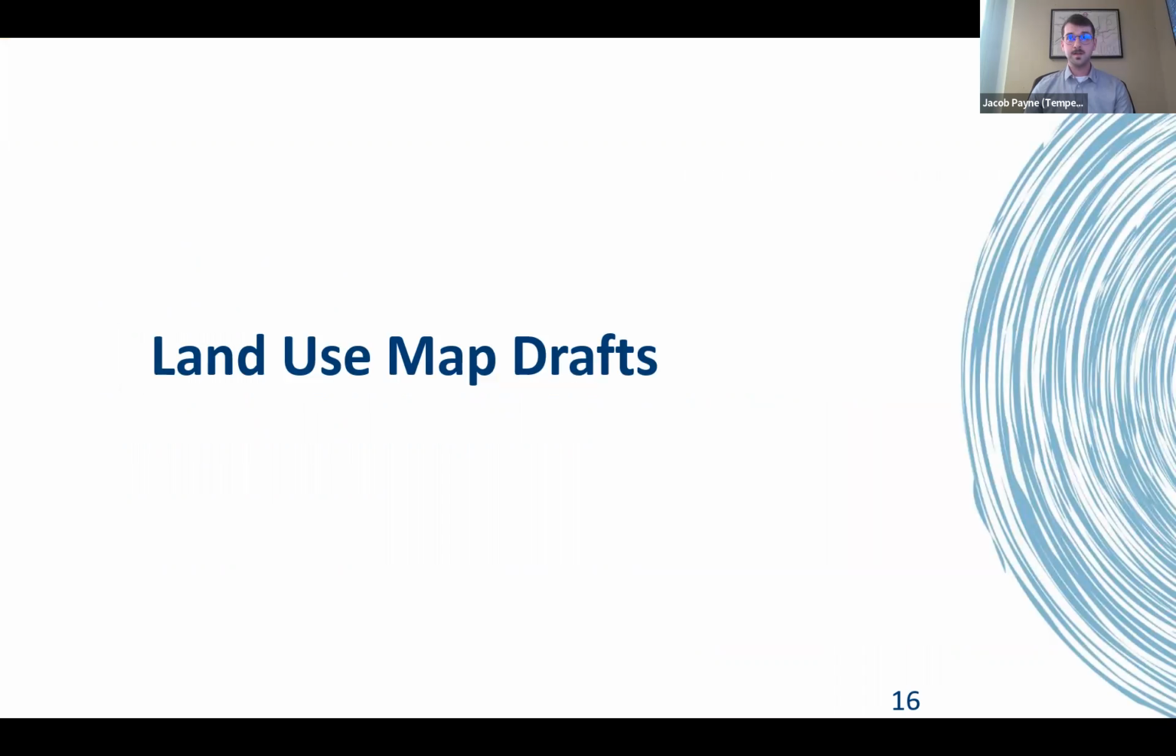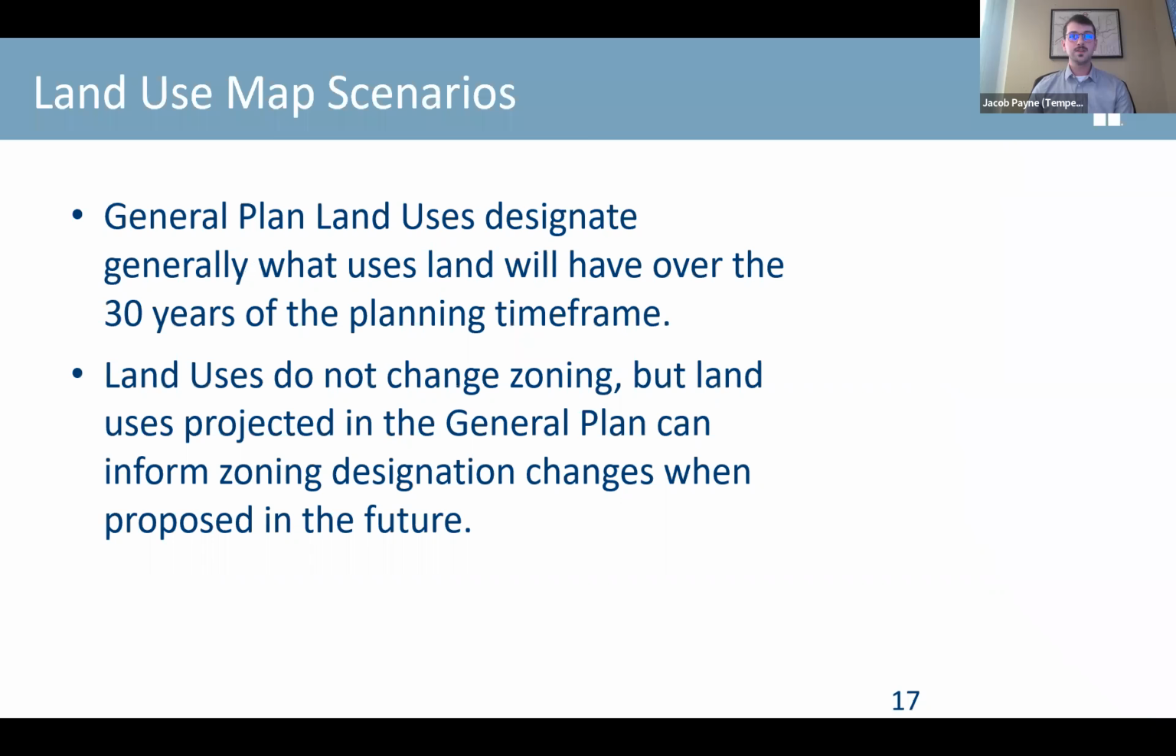So up next, I'm going to talk a bit about the land use and density map of the general plan. This is a pretty big component of the general plan, and it's really one of the most often utilized parts of a general plan. So general plan land use designation is what land uses are expected to occupy what areas of the city over the 30 years. That's the planning timeframe of the plan.